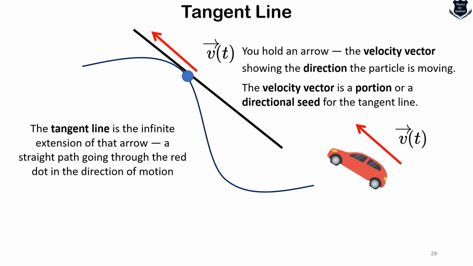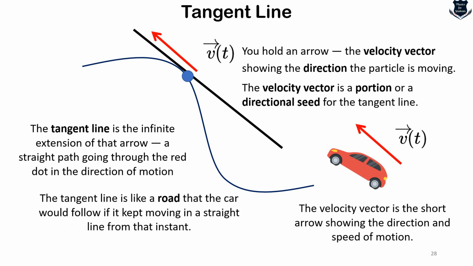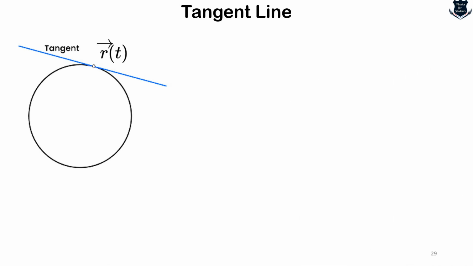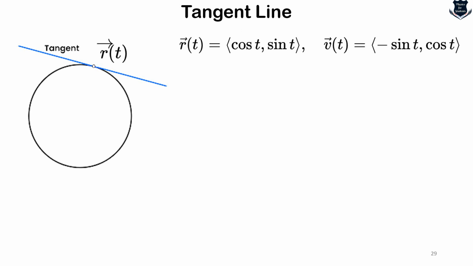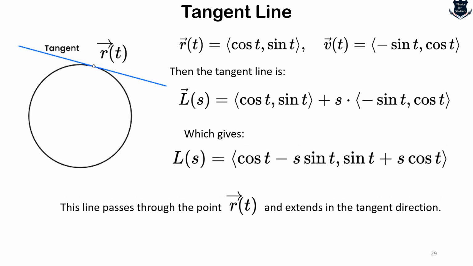So for example, if the blue dot is a red car, then the velocity vector is the short arrow showing the direction and speed of the motion, and the tangent line is like the road of the car, and it would keep going, moving in a straight line from that instant. So this is why the tangent line is important, and how the tangent line and velocity vector are related. Now if I take a sample, for example a circle, and take the tangent line at this point, doing the calculation gives us this value, and this means that the line passes through the point r(t), the position vector, and it extends in the tangent direction.